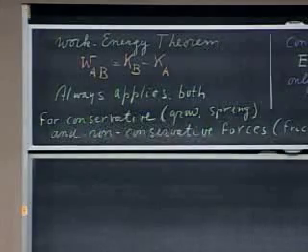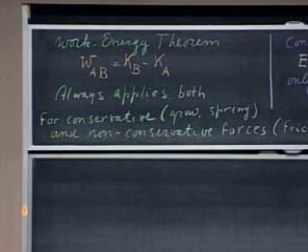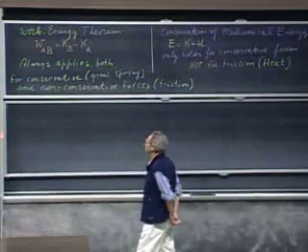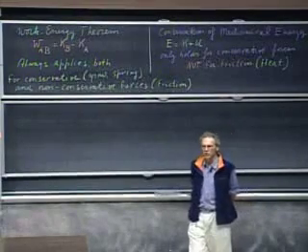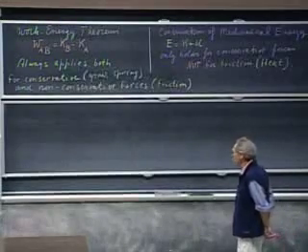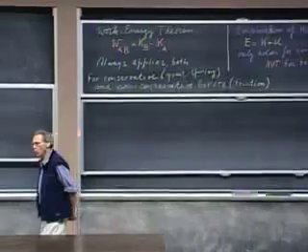The work energy theorem, which tells you that if an object moves from A to B, the work done on that object is the kinetic energy at point B minus the kinetic energy at point A. This always applies, both for conservative forces like gravitational and spring forces, but it also holds for non-conservative forces such as friction. Friction can remove kinetic energy. It turns kinetic energy into heat, and that is perfectly fine in the work energy theorem.